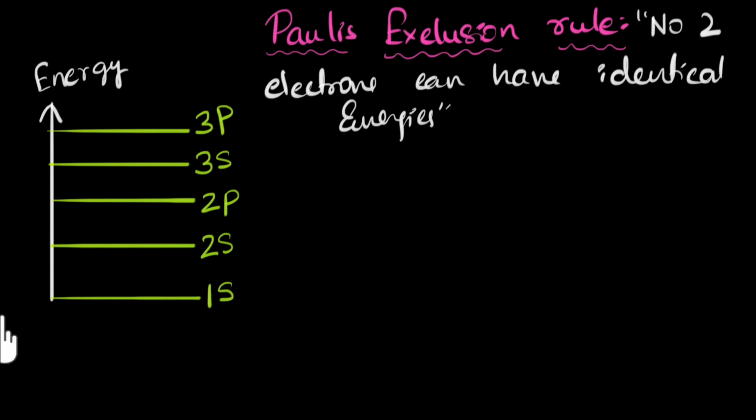So let's take a concrete example. Suppose we take, say, a sodium atom. Then it has 11 electrons inside it. There are 11 electrons.